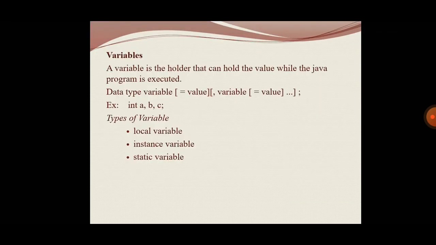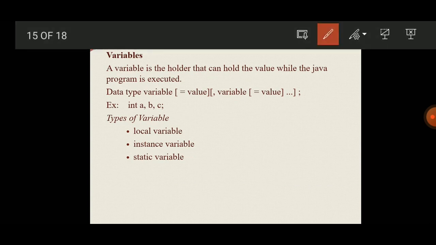Next is the variable. A variable is a holder that holds a value while the Java program is executed. So here is the syntax for a variable: data type, variable, values. That is int a, b, c, where a, b, c are the variables. Next we are having different types of variables, that is local variable, instance variable and static variable.